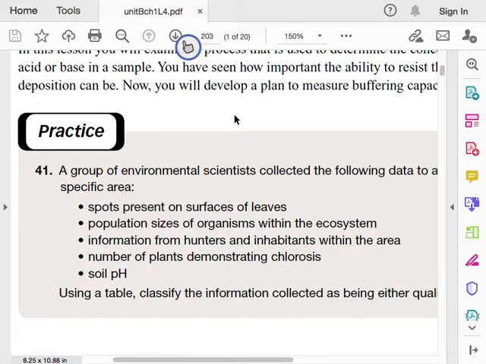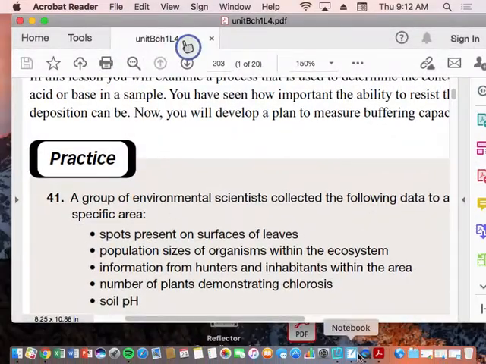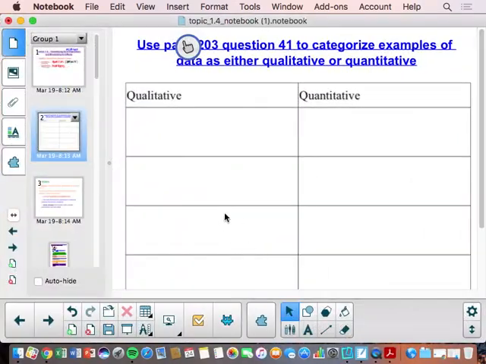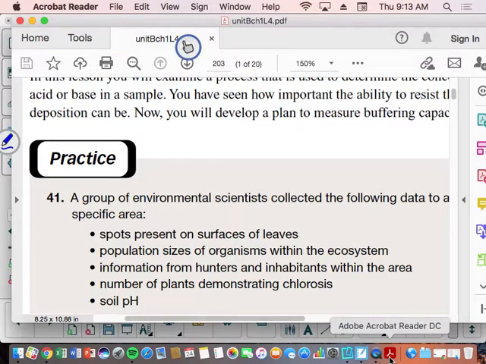Okay, so the first one says spots present on the surface of a leaf. Is that a quantitative or a qualitative piece of data? Spots on a leaf. Yes, so qualitative data, spots on a leaf. Perfect.